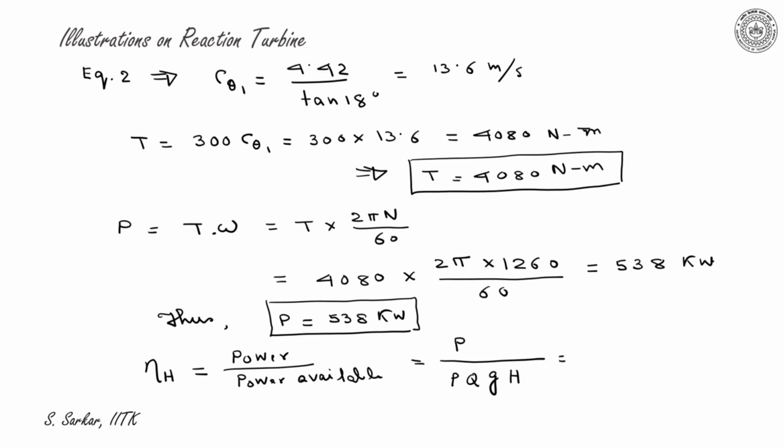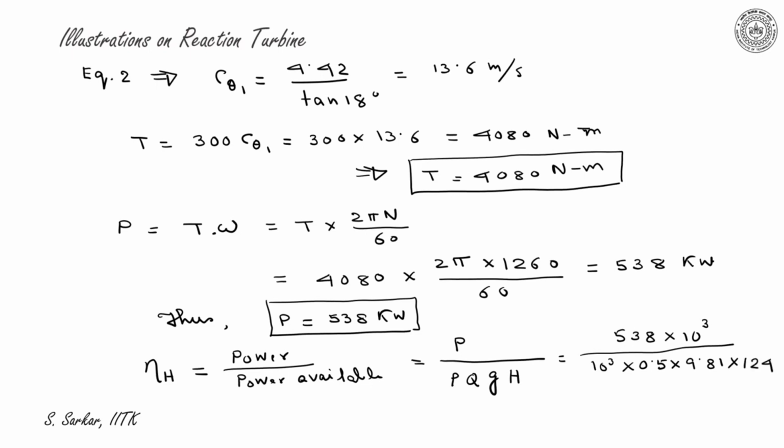If you do the calculation, this would be 0.885. Thus I have got another answer, which is hydraulic efficiency, that I've evaluated as 88.5%. Thus, I've solved the problem. I'll solve here another problem on Francis turbine.